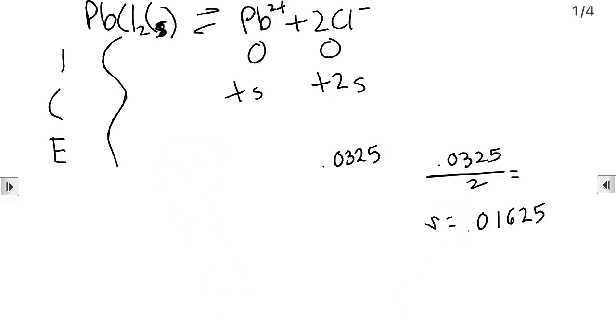So that is my molar solubility. If I was asked to compare the solubility of lead II chloride to something else, that is what I would need to solve for, the S. Since lead is just plus S, at equilibrium, or at saturation, the molar concentration will be 0.01625.